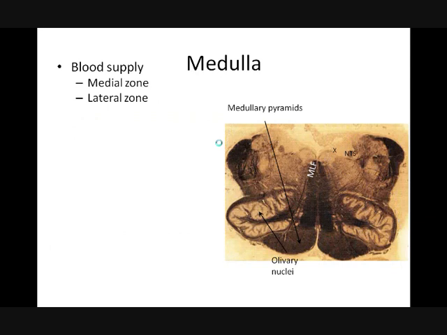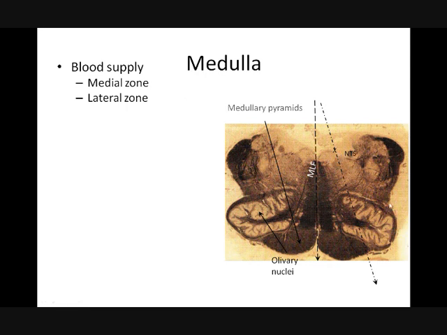We'll now talk about the blood supply and the clinical importance of remembering where all the important structures are. Starting off, the important thing to understand with the medulla is that there is a medial zone and there is a lateral zone to blood supply. The medial zone is in between these two lines, and the lateral zone is located lateral to this.